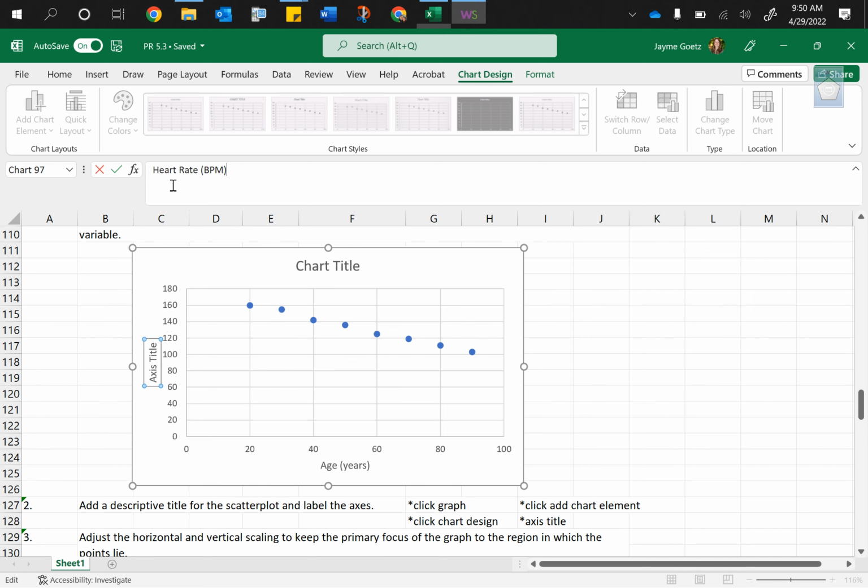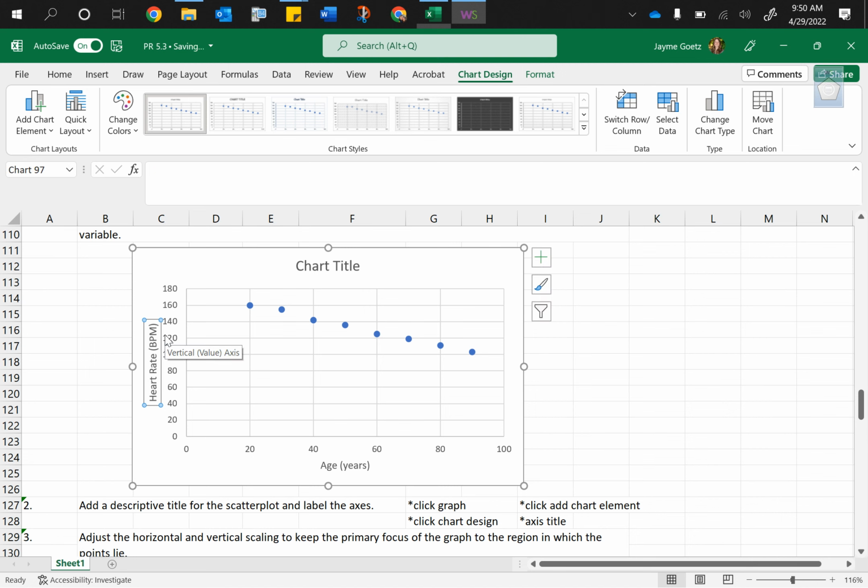Heart rate in beats per minute. So if you type it in there and hit enter, it'll click here, it'll show up here. So you don't have to work on double-clicking, highlighting that stuff, and deleting it out. No, just type it in the formula bar and it'll change it. Okay? What else do I need?